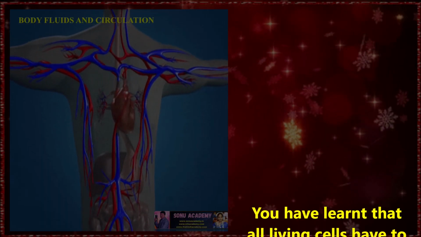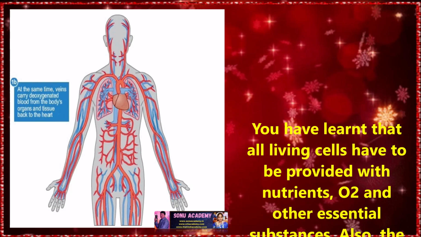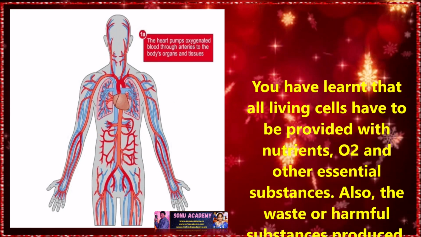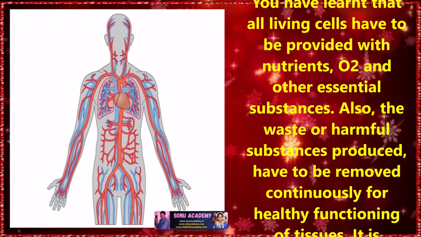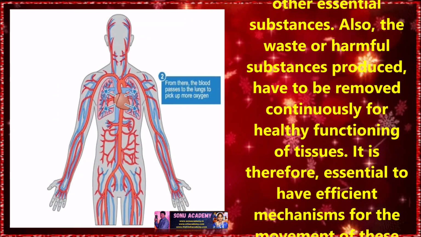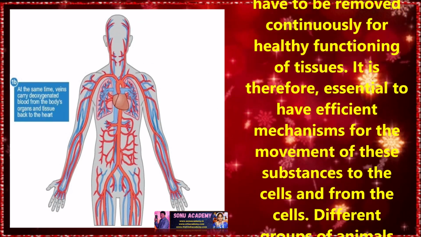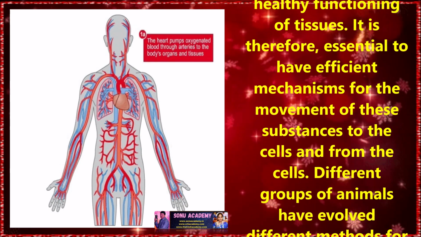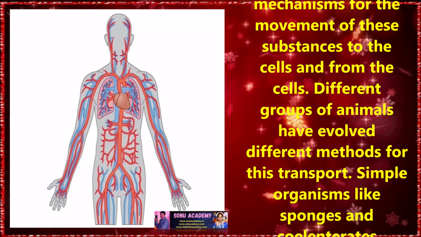Children, you have learned that all living cells have to be provided with nutrients, oxygen and other essential substances. Also, the waste or harmful substances produced have to be removed continuously for healthy functioning of tissues. It is therefore essential to have an efficient mechanism for the movement of these substances to the cells and from the cells. Different groups of animals have evolved different methods for this transport.